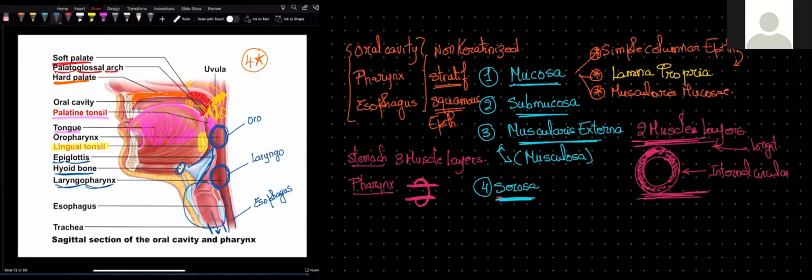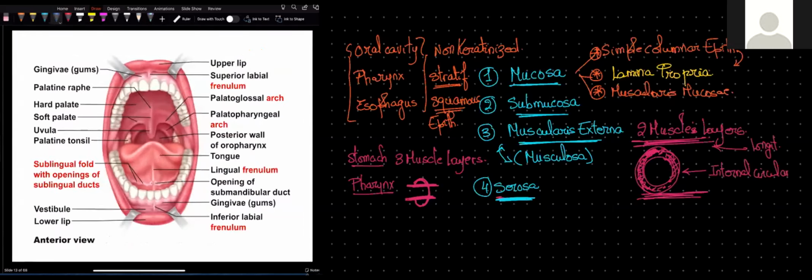Any problems so far with this diagram? Any questions? Everything is good so far? All right.